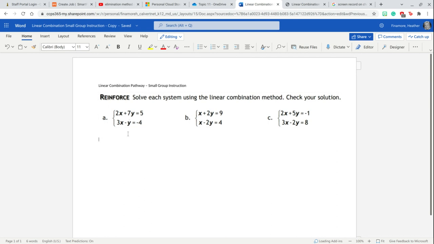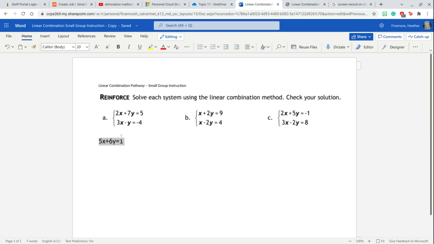So, the idea of linear combination is that you're combining your two equations. If you combine these two equations vertically, watch, 2x plus 3x would give you 5x. 7y plus negative y would give you 6y. Let me make this a little bit bigger. And then 5 plus negative 4 would give you 1. Now that doesn't really do much for us because just like with substitution, our goal is to get rid of one of the variables and solve for the other.